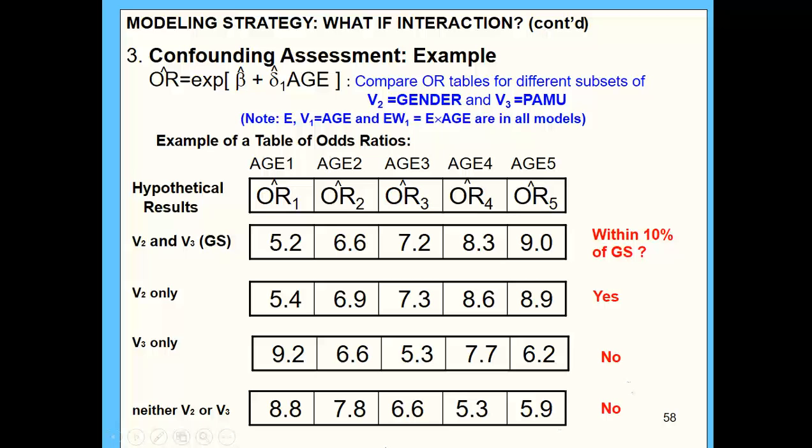And if you leave out both V2 and V3, it changes a lot. So of the different models you have to choose to compare with the gold standard, this is the only one that's competitive with it. So now you're saying, well, look, based on looking at confounding, I can drop V3 and leave V2 in there, and the odds ratio doesn't change. So now I've gotten down to two models. I've looked at confounding, and I've got two models. Okay, what do I do next?